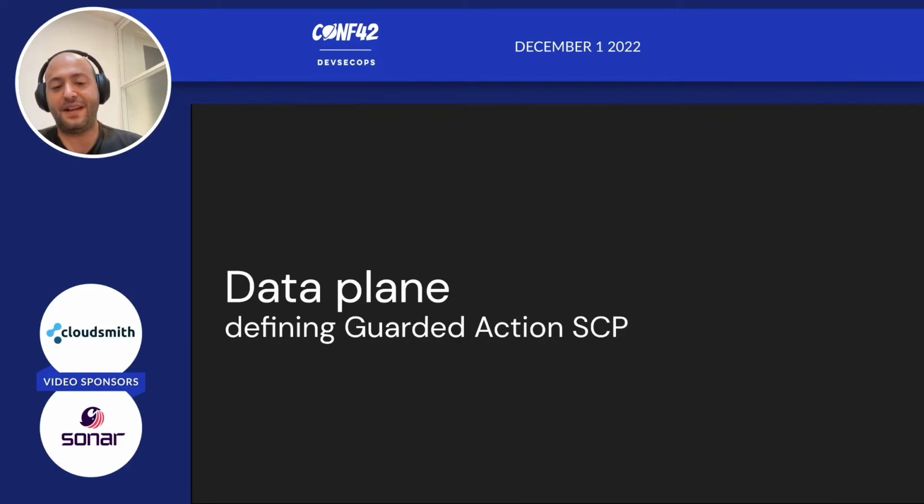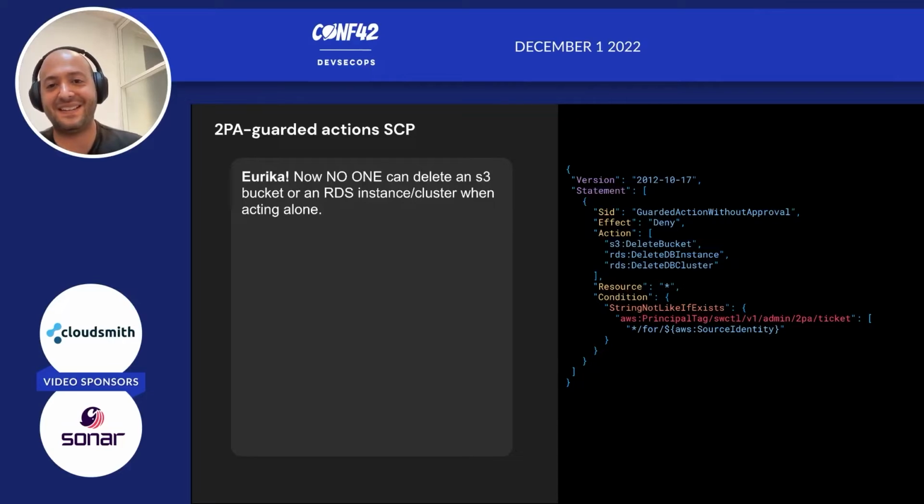Right. Now that we got the control plane out of the way, let's look at the data plane, and it's surprisingly short. This is the entire data plane for that SCP. Let's read it. It says, you deny the actions of deleting an S3 bucket, an RDS instance, or a cluster unless you have an approval ticket which is assigned for your own source identity. And that's it. That's the solution here.